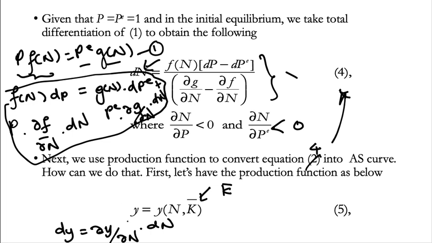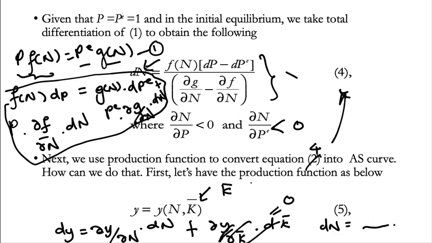Delta y, plus delta y over delta k times dk. However, this one we know has no change, so this one will vanish. Now once you have this, you rearrange this total differentiation, the result that you have done here, such that the dn is on the left hand side and the rest on the right hand side.